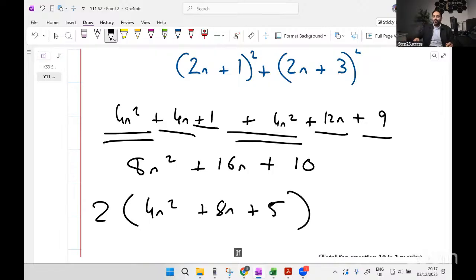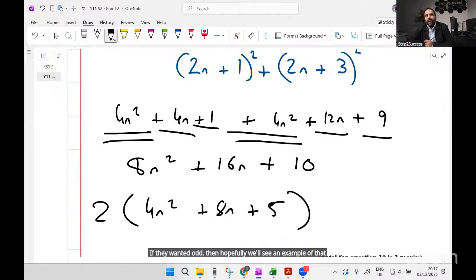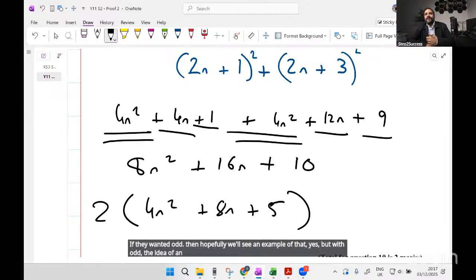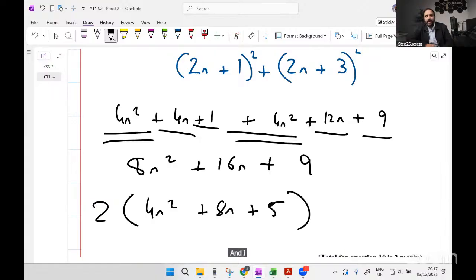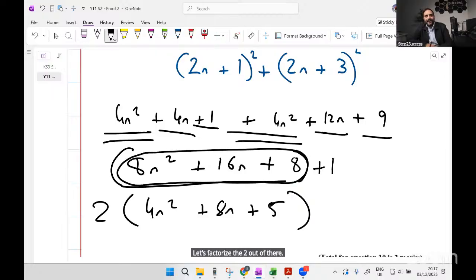If they wanted odd, then hopefully we'll see an example of that, yes. But with odd, see if this had been a 9 at the end, and I had to show that this was odd, the best way to do it is to go, well, let's change the 9 to 8, add 1. Let's factorize the 2 out of there to show that this bit is even, and then have the plus 1 at the end.